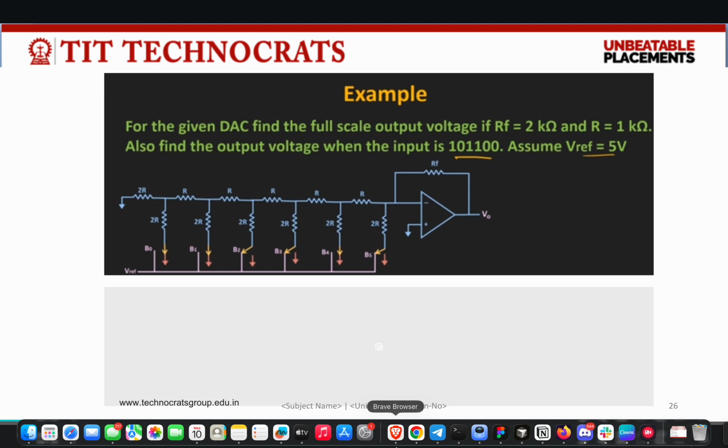For a given DAC, find the full scale output voltage if RF equal to 2 kilo ohm and R equal to 1 kilo ohm. Also find the output voltage when the input is 101100. Assume V reference equal to 5 volt. So you have to solve this problem on your own.